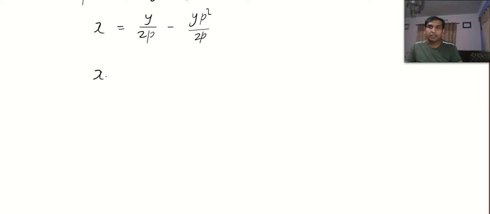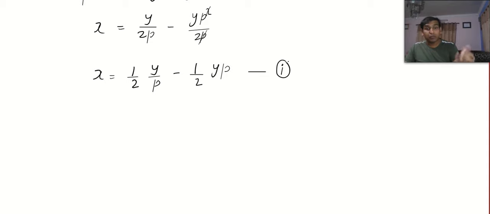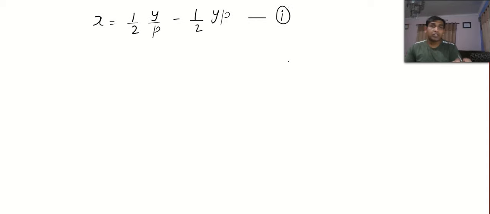Anyway, that's it. So we get 1 by 2 y by p. Now I'm making things in such a way that differentiation will be easy. Don't forget to call it equation number 1. We may need this step, because if you're planning to write the solution in parametric form, we will use this. Okay, now it's going step by step. So I have solved for x. Solving for x means writing x in terms of y and p.